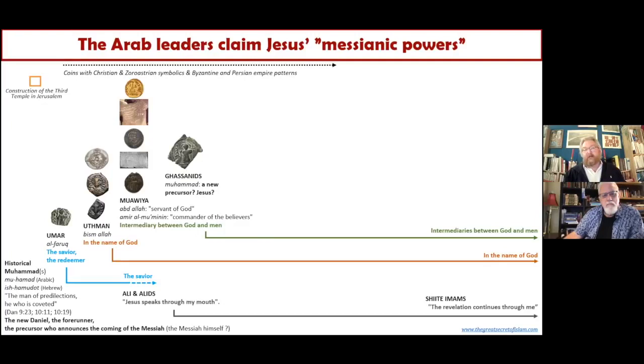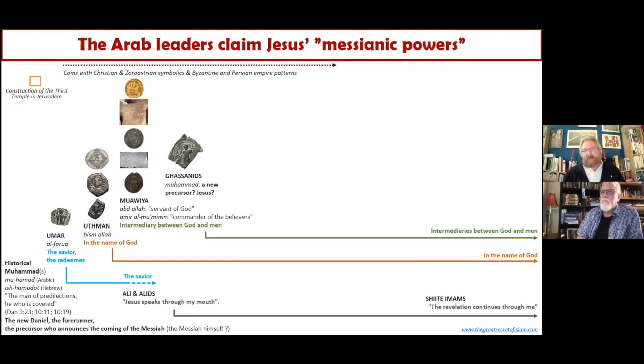The only thing we can gather from it is that maybe the Ghassanid ruler claimed to be a new Muhammad himself, a new precursor, or maybe it was Jesus. Maybe it was Jesus himself who was named Muhammad, because after all, it is a Christian coin, with Christian crosses. And so the coveted one in a Christian mind might have been Jesus himself. This hypothesis is relevant, but not as relevant as the hypothesis of a new precursor, someone new who announces the coming of the Messiah.